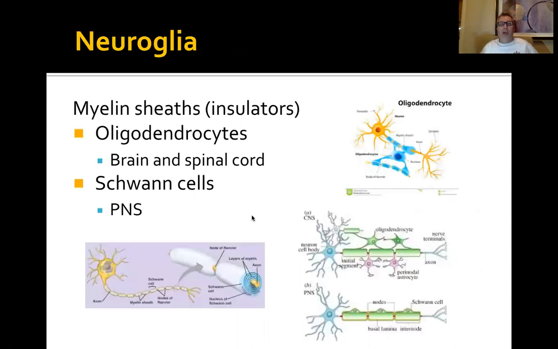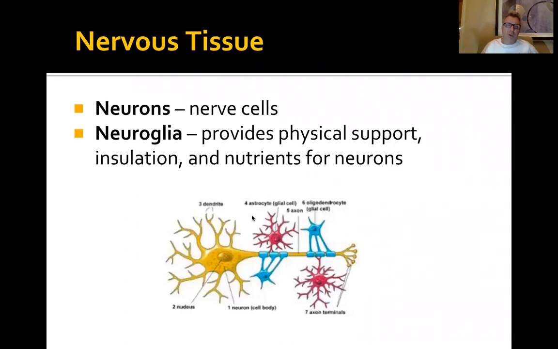All right, so we have the neuroglia, which is we have two different types of cells. Oh, sorry, sort of skipped a slide. I knew that I did.